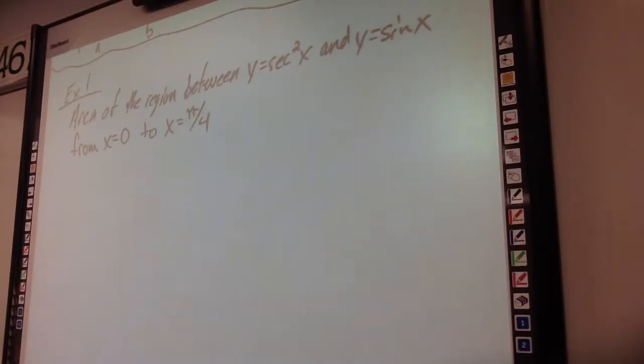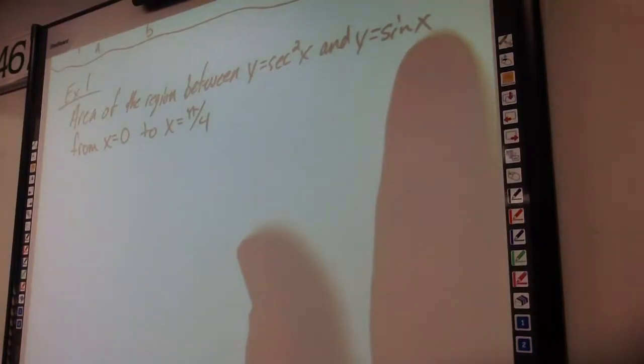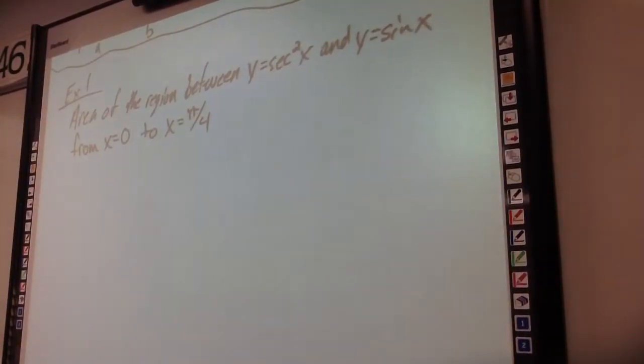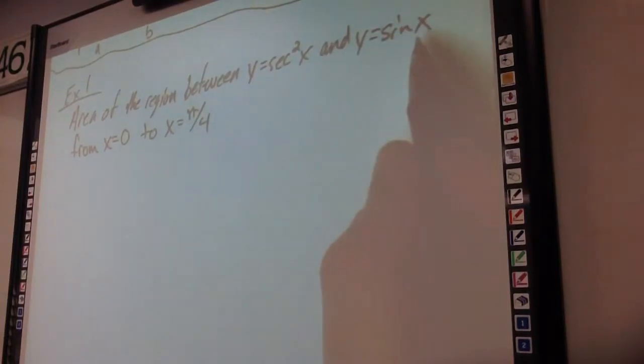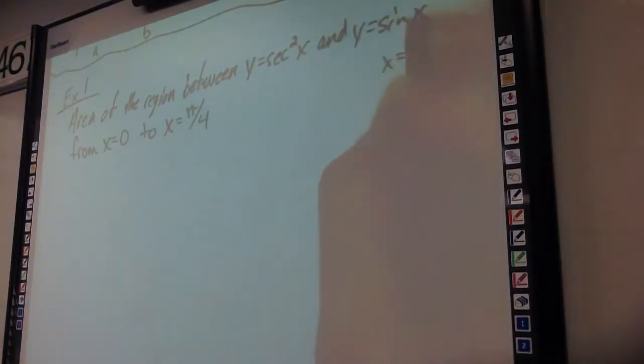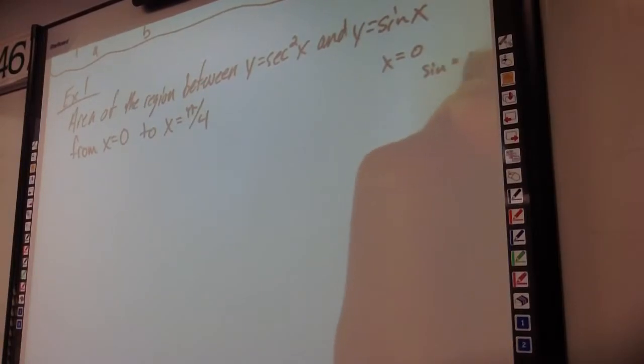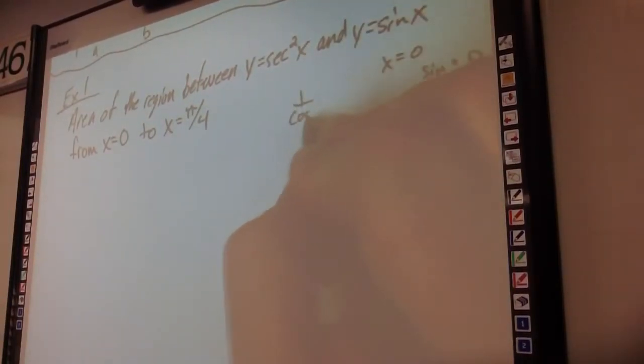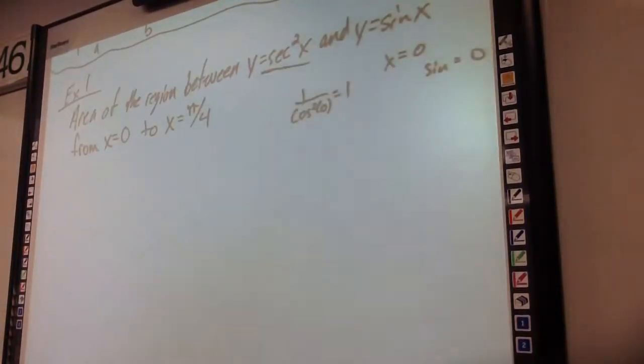I didn't even think of that. If I didn't show you, how would you figure it out? You would just plug in a point and see which one has a higher y-value. Plug in 0. Sine of 0 is 1, right? Oh no, sine of 0 is 0. So if I let x equal 0, the sine of 0 is 0. Secant squared, that's 1 over cos squared of 0. Well, the cos of 0 is 1, right? So this one's 1, that one's 0. This one's on top, right?